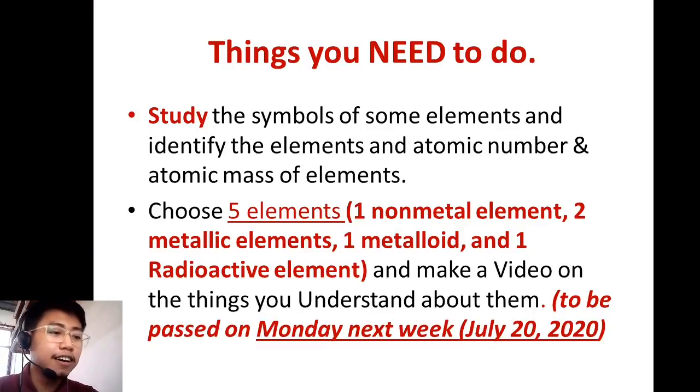Next, we have the things you need to do now. Please, on our next lesson, study the symbols of some elements and identify the elements and the atomic number and atomic mass of the elements. Then choose 5 elements from the periodic table: 1 non-metal element, 2 metallic elements, 1 metalloid, and 1 radioactive element, and make a video on the things you understand about them. This will be passed on Monday next week, July 20, 2020.